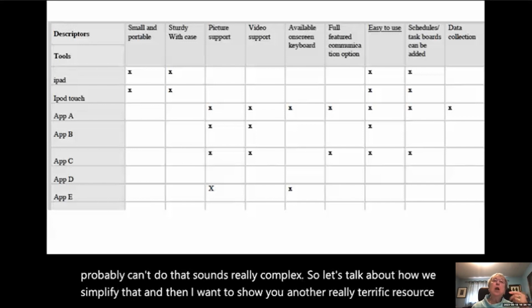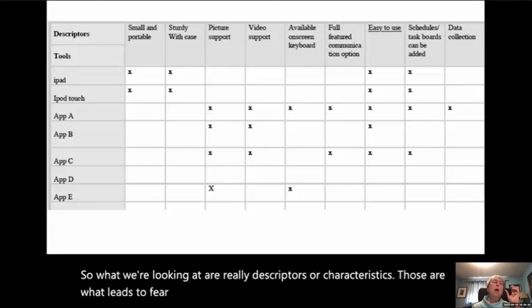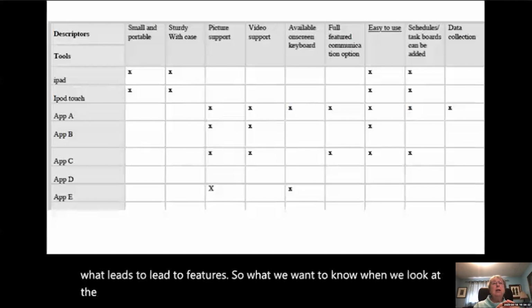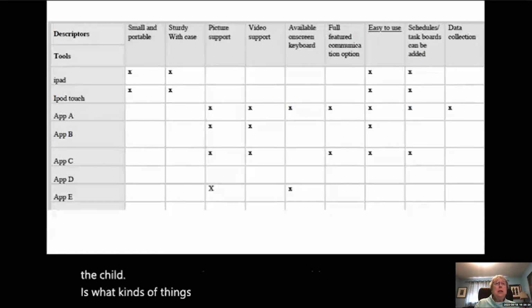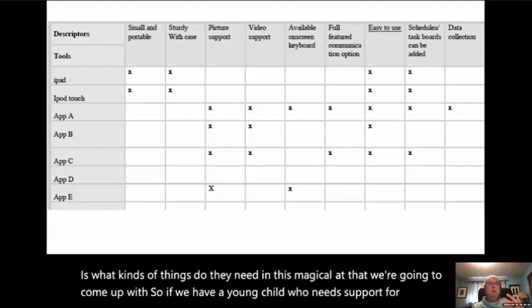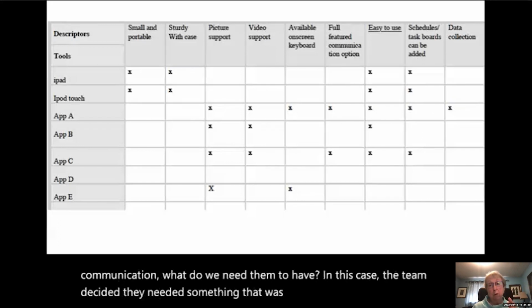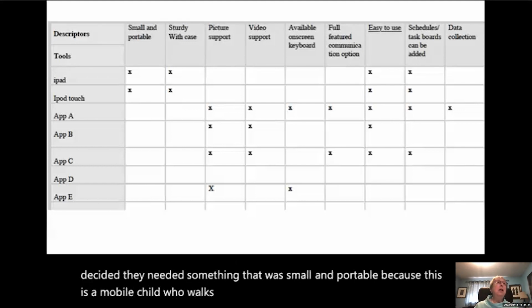So what we're looking at are really descriptors or characteristics. Those are what lead to features. So what we want to know when we look at the child is what kinds of things do they need in this magical AT that we're going to come up with. So if we have a young child who needs support for verbal communication, what do we need them to have? In this case, the team decided they needed something that was small and portable, because this is a mobile child who walks around and they need to be able to take it with them.